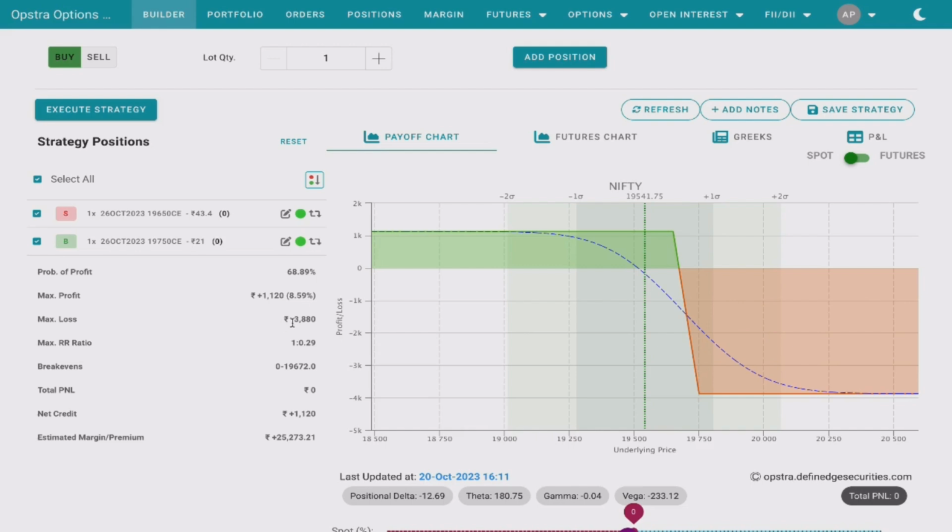But you'll notice that my maximum loss is 3,880 rupees, or 3.8% of my capital of 1 lakh. So by increasing the number of spreads that I enter to 4, I'm increasing my risk from 3.8% to almost 16%. And that's what we're doing by controlling your position size.